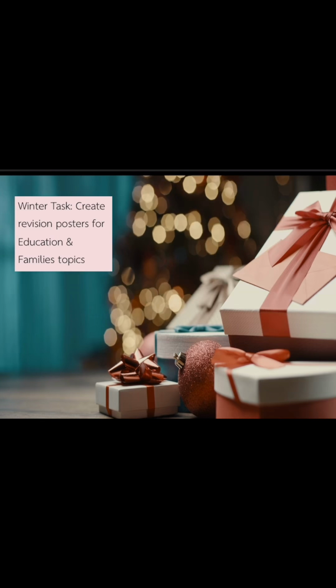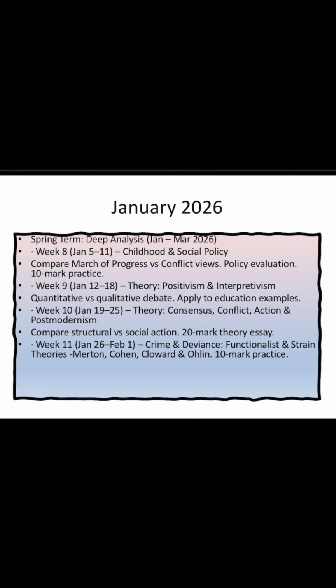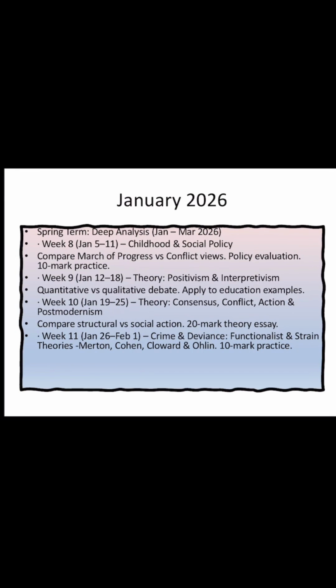So spring term, start with finishing off the family topics, so childhood, social policy, then move on to some theoretical based revision. So this relates to your 20 marker on paper 1 and 3. Then you can see towards the end of January, you start to look at crime and deviance. February, remember you've got a half term in February, but regardless, persevere with your crime and deviance revision.